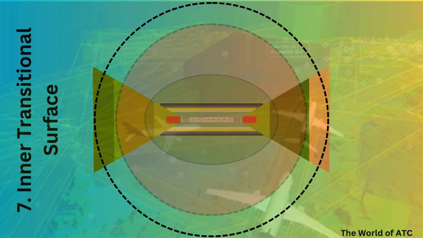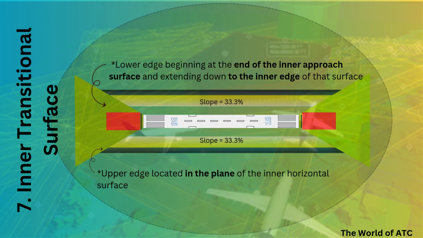If you take a look at this diagram, two parallel lines drawn parallel to the center line of the runway in the transitional surface are depicting the inner transitional surface. Zooming in for further detail, just like the transitional surface, the inner transitional surface also has two edges, the lower and the upper. So the lower edge begins at the end of the inner approach surface and extends down the side of the inner approach surface to the inner edge of that surface.